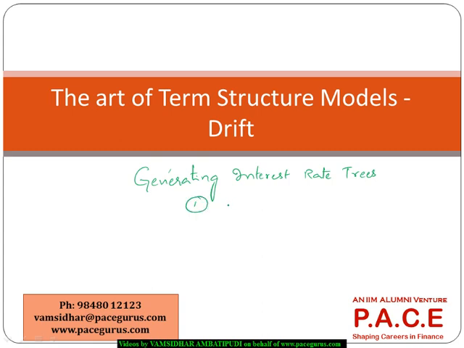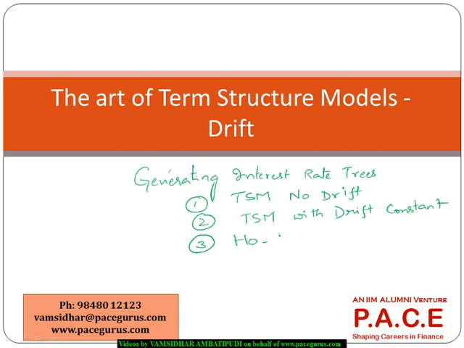On a broader scale, we are considering a simple model called a term structure model with no drift. This is one which we will look at. Similarly, we will talk about a term structure model with drift, or probably with constant drift. Then we have a third interest rate generating model called the Ho-Lee model. We'll talk about this model also.